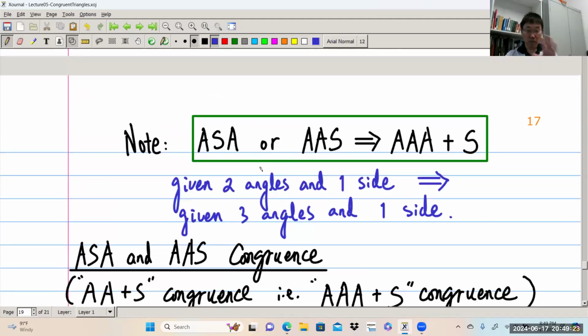So basically, when you have the so-called ASA or AAS postulate, you have two angles of one triangle congruent to angles of the other triangle. Then it's simply AAA plus S. Three angles of one triangle are congruent to the corresponding three angles in the other triangle, and a side of one triangle is congruent to the side of the other triangle. But AAA plus S can be split into two scenarios. One is ASA, the other is AAS. They are different. Let me show you.